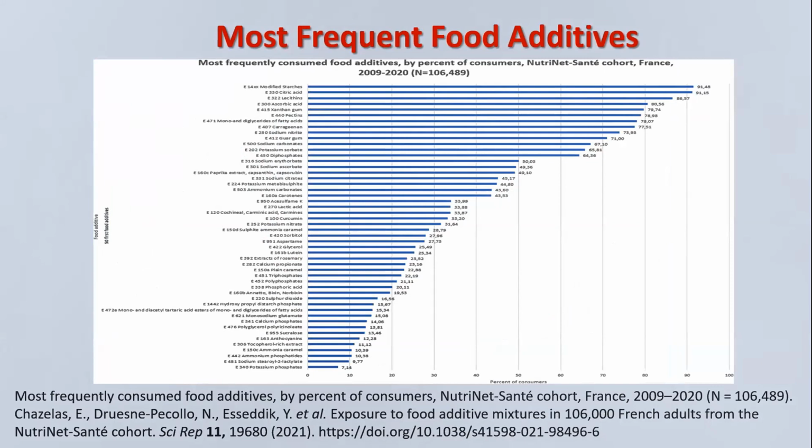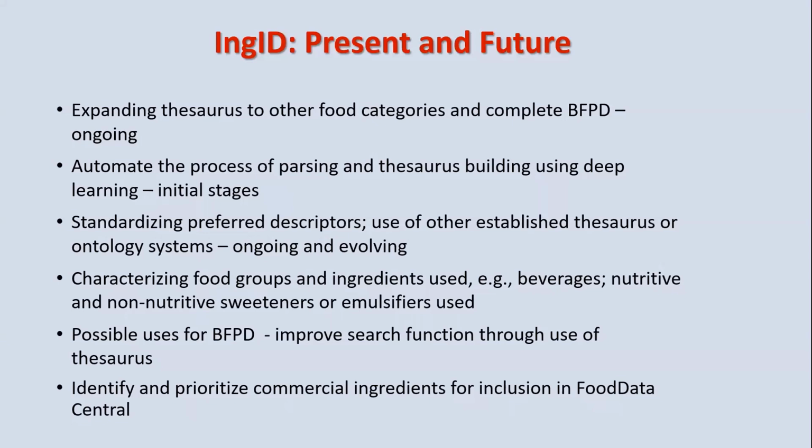This is the same study from France, and it shows the most frequently consumed food additives by percent of consumers. The most frequent additives are modified starches, citric acid, and so on. We would like to see such studies in the US. Ingredient ID and thesaurus can make it possible for such studies to be done in a systematic manner. I hope you found some of these examples interesting. I know I find them fascinating, the possibilities.